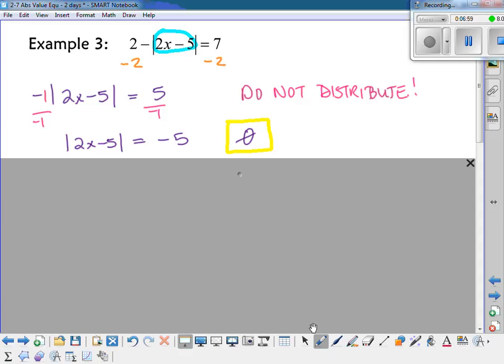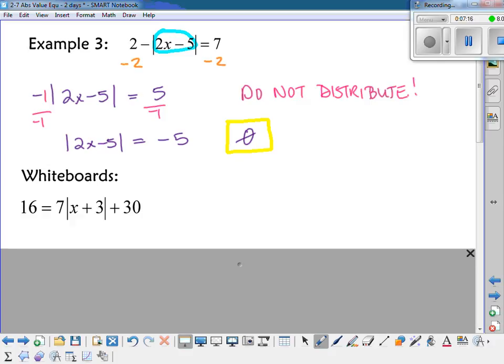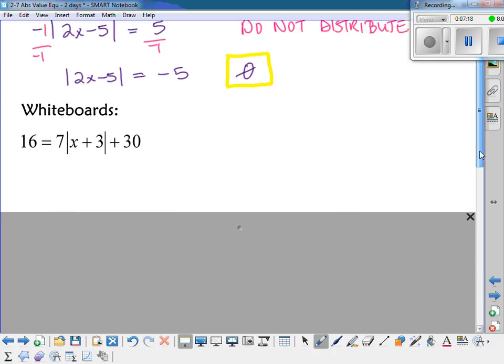Okay, so now we're going to practice some problems on your whiteboards. As we go through these, we'll have the problem. The video will be paused while you work the problems, and then when you turn the video back on, you'll be able to see the solution. So the first one we're going to do on your whiteboards is right here.